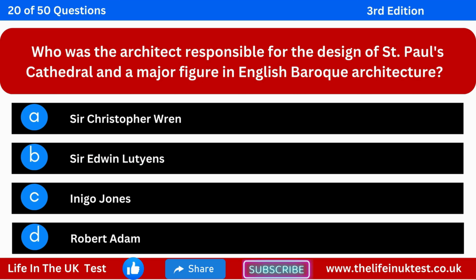Who was the architect responsible for the design of St. Paul's Cathedral and a major figure in English Baroque architecture? Option A: Sir Christopher Wren. Option B: Sir Edwin Lutyens. Option C: Inigo Jones. Option D: Robert Adam.